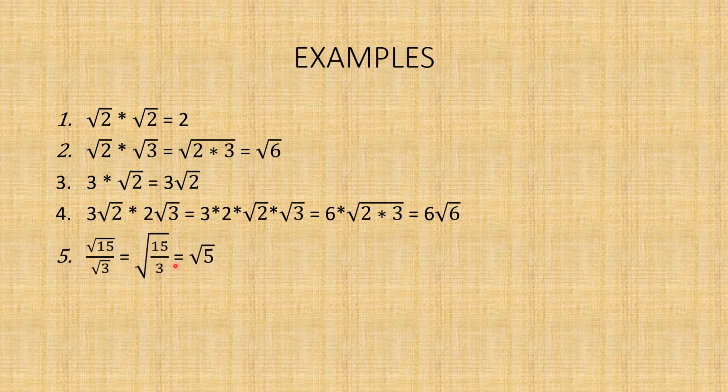Then the fifth one is a quotient. From the last rule, I have root of 15 divided by root of 3. This is the same as putting them under the same root, that is root of 15 all over 3. And we know that 15 over 3 clearly gives us 5. So that is equivalent to root of 5.